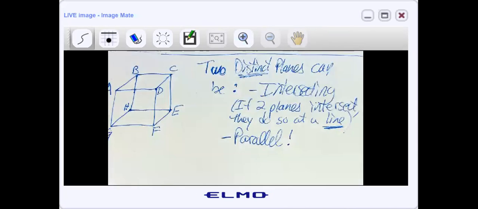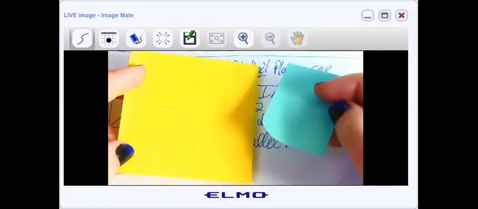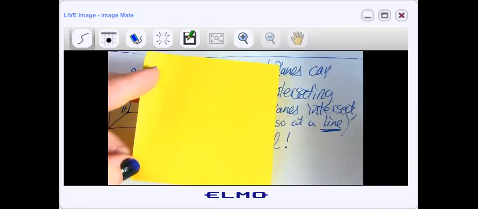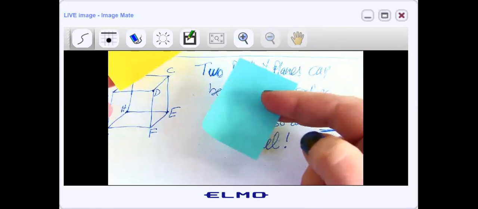All right, so here's what I want you to do. I don't have two post-it notes of the same size for some reason, but that's okay. So I have my two post-it notes. Imagine that they're each a plane. So imagine this gold colored one just is a surface that goes on forever and ever and ever. Same thing with this blue one. It goes on forever and ever and ever.